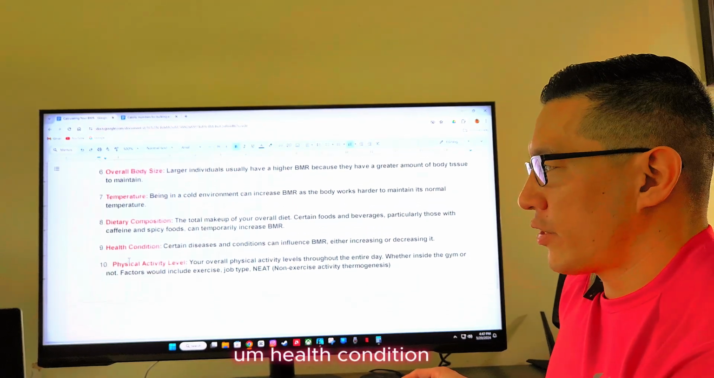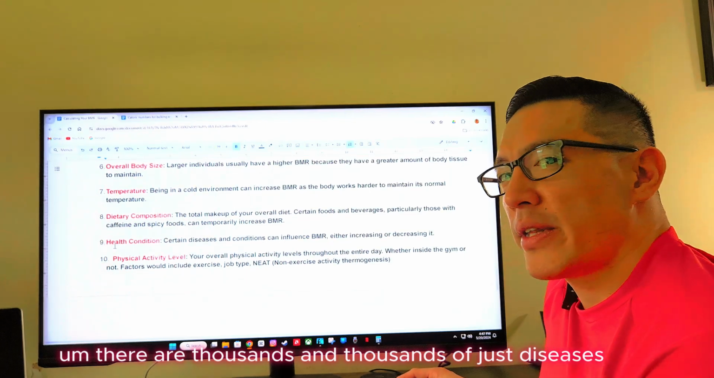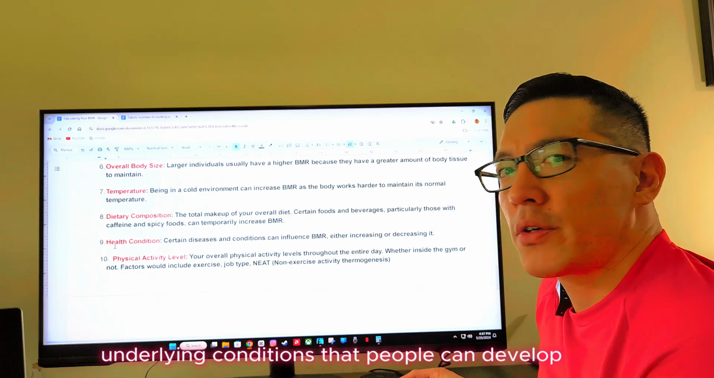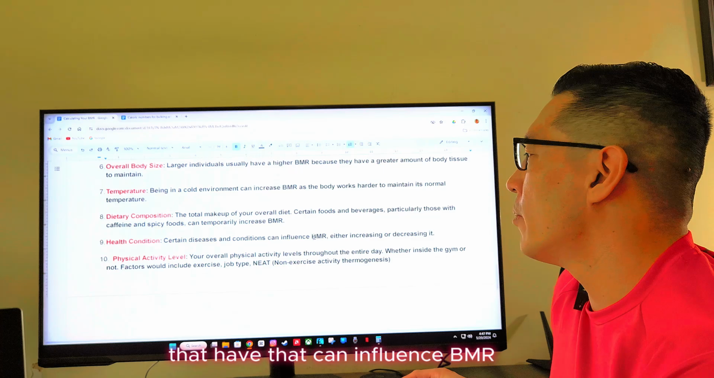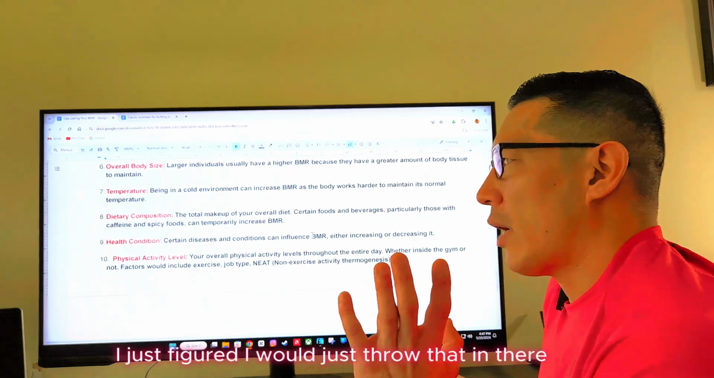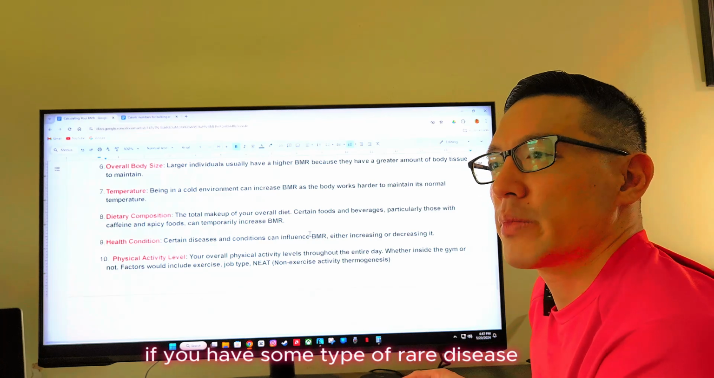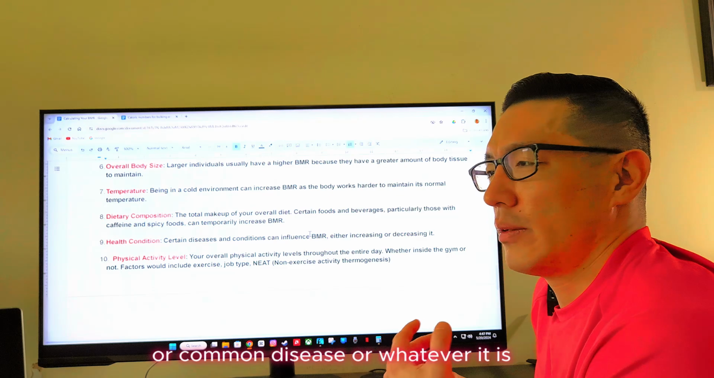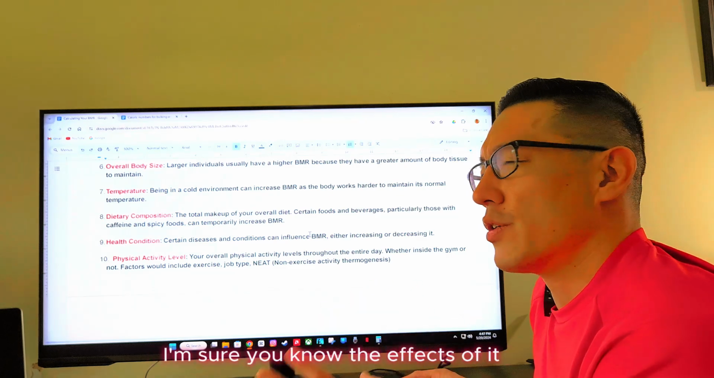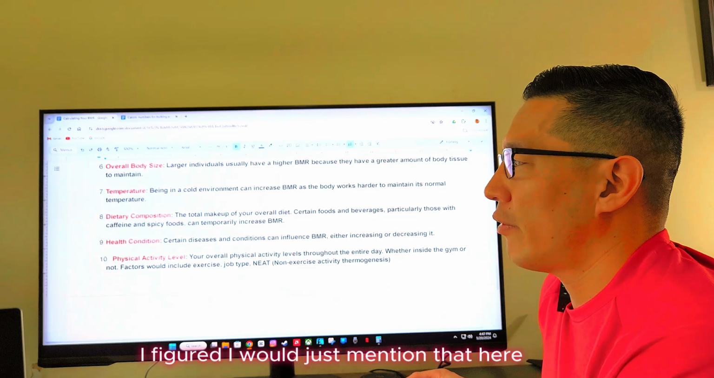Health condition. There are thousands and thousands of diseases and underlying conditions that people can develop that can influence BMR. I just figured I would throw that in there as a general. Obviously, if you have some type of rare disease or a common disease, I'm sure you know the effects of it.